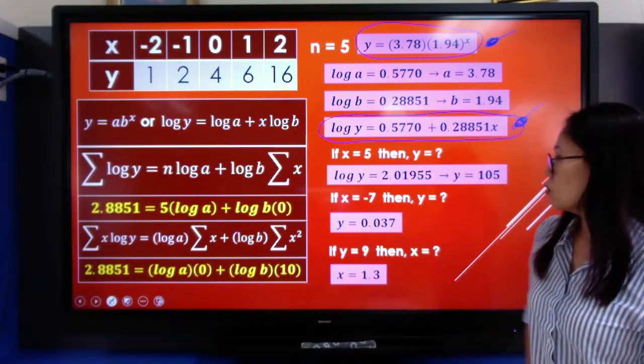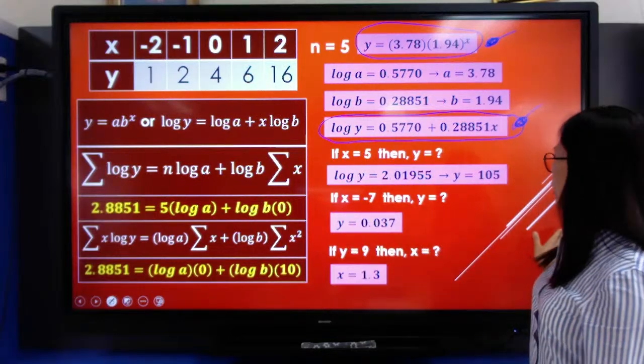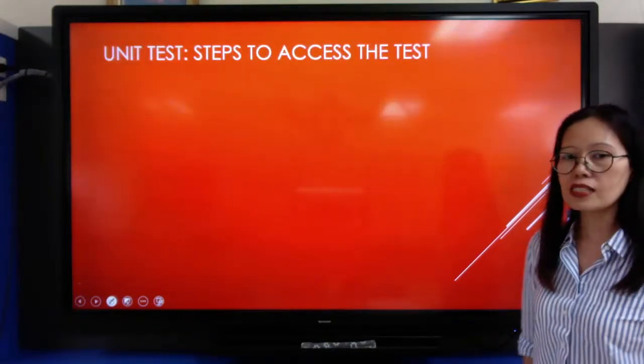Okay, so this was from our previous lesson. So this is our review. Now we're going to do our unit test. Step to access the unit test.